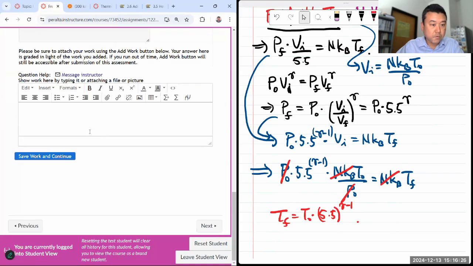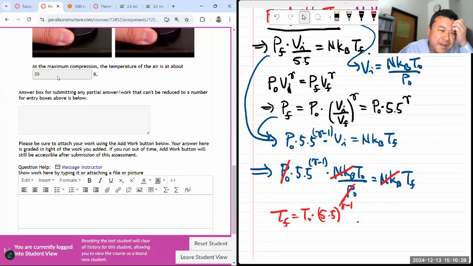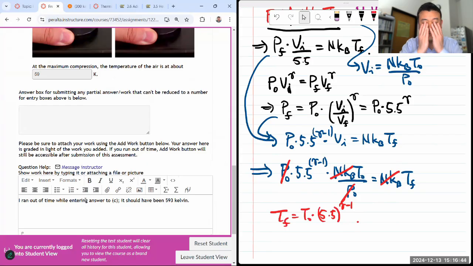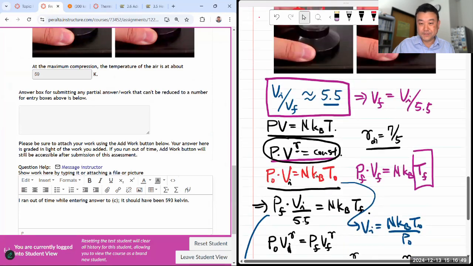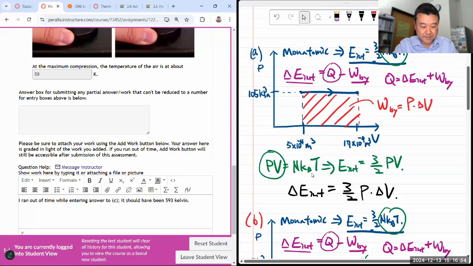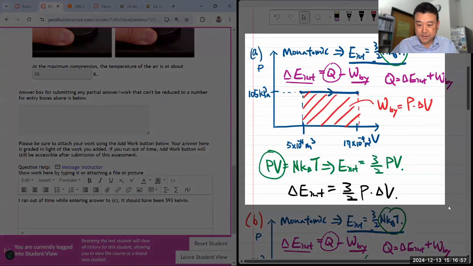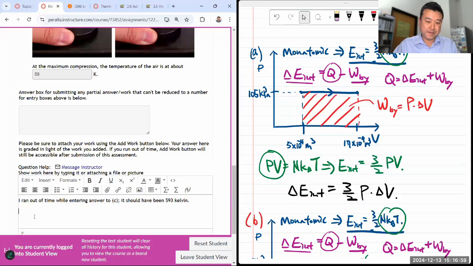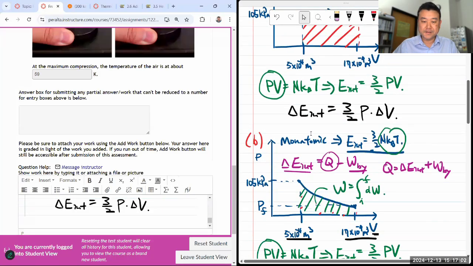Oh, I should have been watching time. That was supposed to be 593. I ran out of time while entering the answer to C. It should have been 593 Kelvin. Come on. I'll bring the answer key over so that you can confirm that I was right. Sorry, I shouldn't have been so disorganized. Let me paste in my answers and then we'll be done here. I should have been watching time.